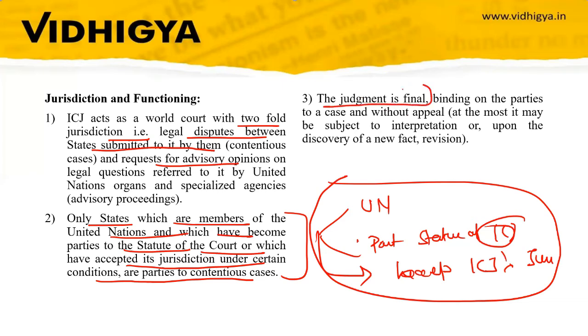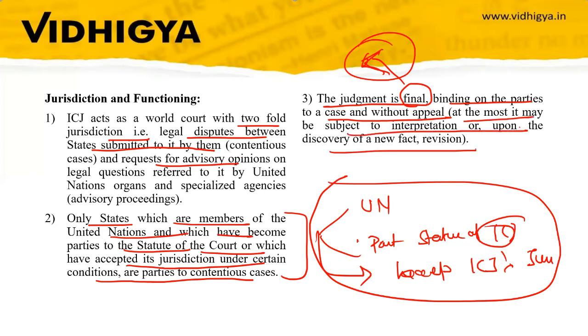One important thing here is that the judgment is final, binding on the parties to a case, without appeal. There is no appeal. It is a final judgment and binding on the parties. At the most, it may be subject to interpretation or, upon the discovery of a new fact, revision. So in certain situations, like when it is a matter of interpretation or when there is discovery of a new fact, the decision can be revised. Otherwise, it's a final decision and binding upon the parties.